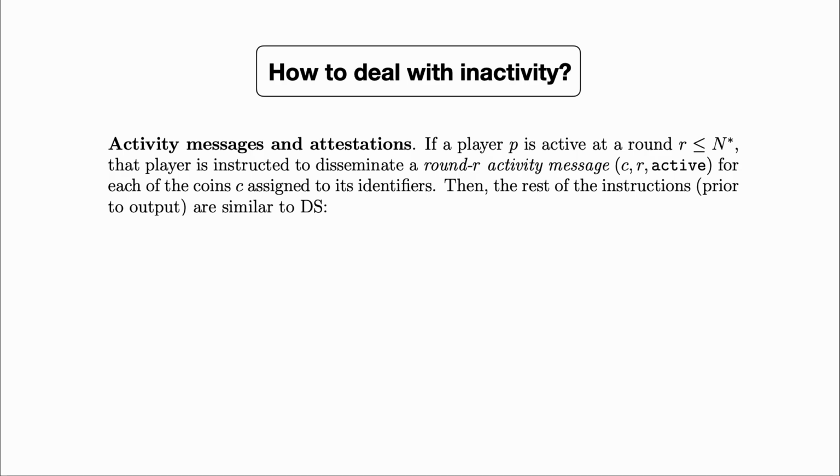If a player P is active at round r less than or equal to n star, less than the final round in which they send messages, then that player is instructed to disseminate a round r activity message. Okay, this form here, so (C, r, active), for each of the coins C assigned to its identifiers. So if you're active in round r, then you just send some message. For each of the coins you own, you send a message that indicates that the owner of that coin was active in round r.